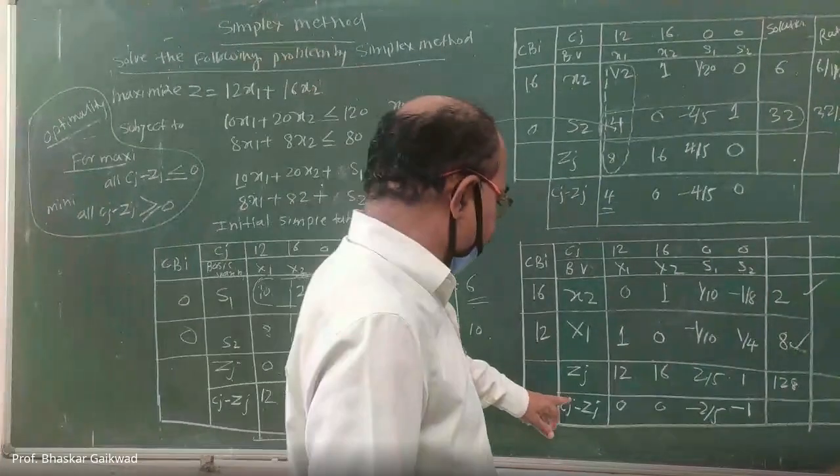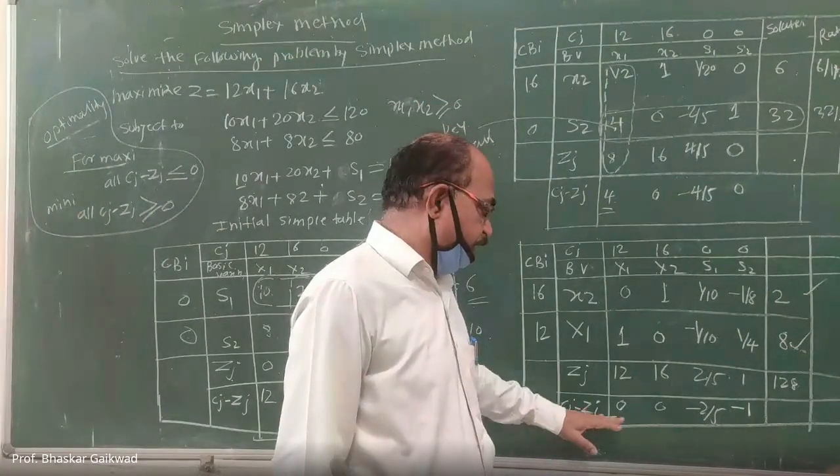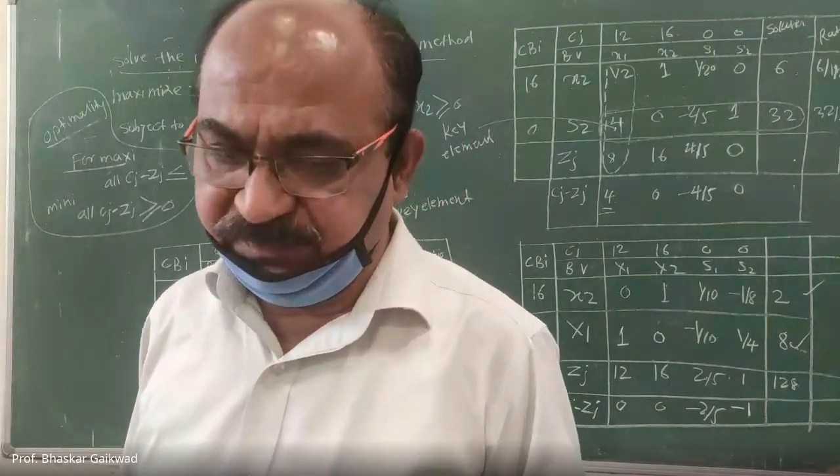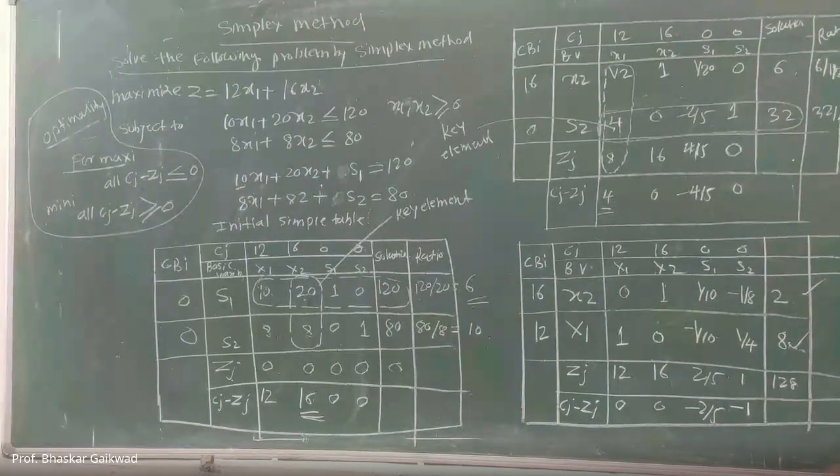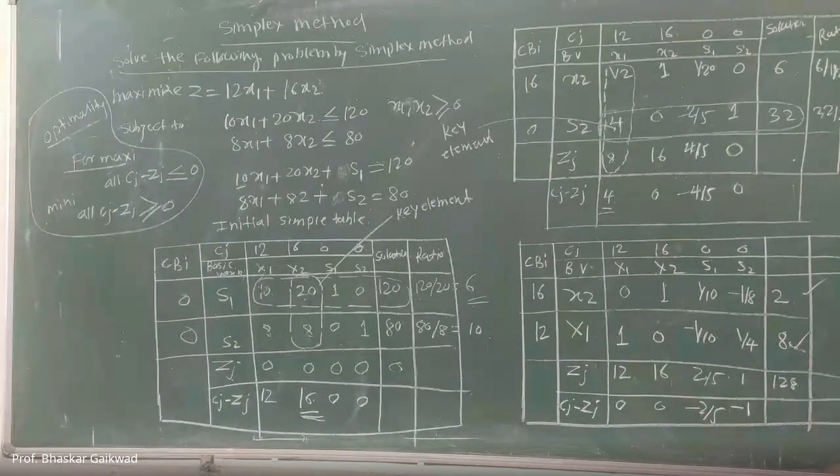This row, Cj minus Zj, if it is 0 or minus, then the optimum condition is there. If it is positive, then we have to go for next alterations. So in this problem, three alterations are there. Up to three alterations, the problems will be asked in your exam, not more than this, because of the time constraint. Okay, so this is the simplex method.